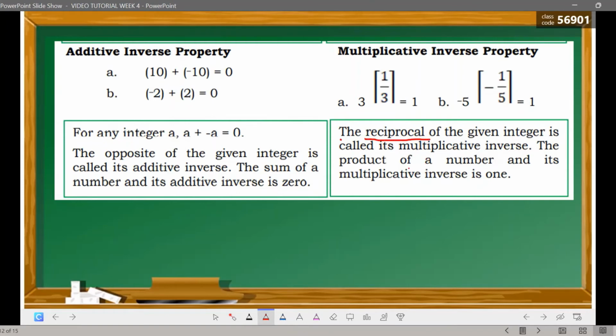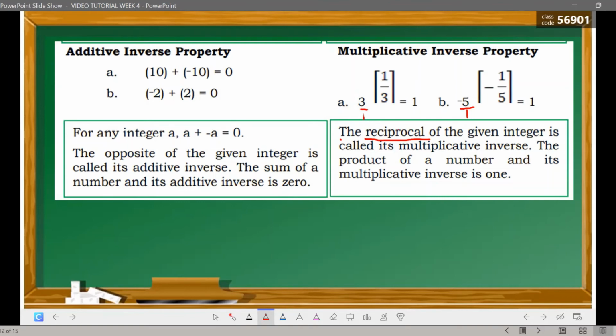The reciprocal of the given integer is called its multiplicative inverse. The product of a number and its multiplicative inverse is 1. Okay. Pag kinuha natin yung reciprocal, ang magiging product nila is 1. Reciprocal ng number. Okay, every whole number, meron siyang denominator na 1. Okay? Lahat ng whole number ay may denominator na 1.